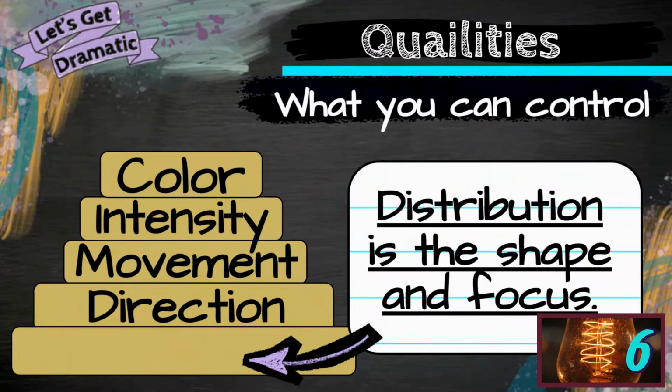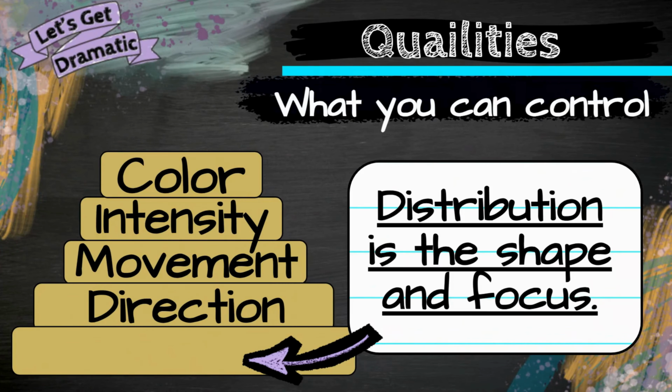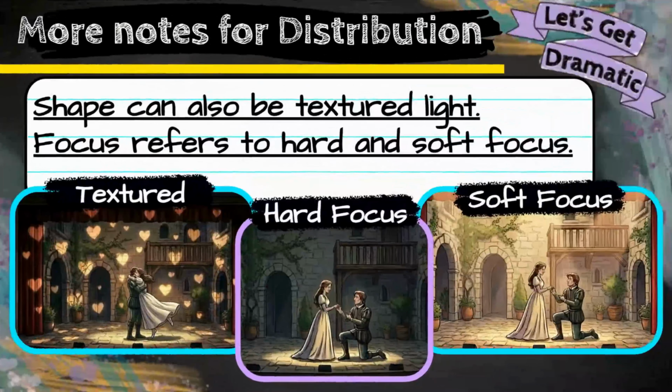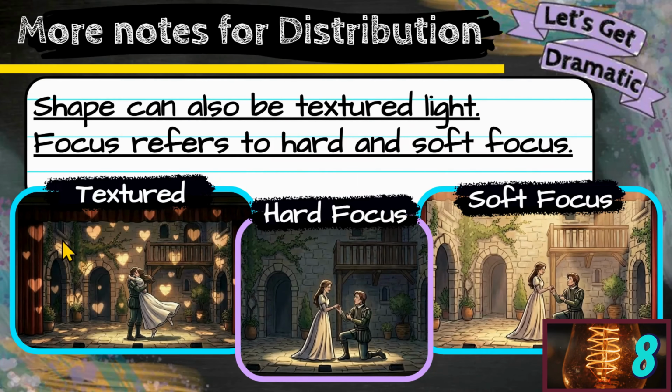And then the next is distribution. It is the shape and focus. And we'll go over shape and focus in just a second. So shape can also be textured light. For example, here is an example of heart shapes for that textured light. And focus refers to a hard and soft focus.